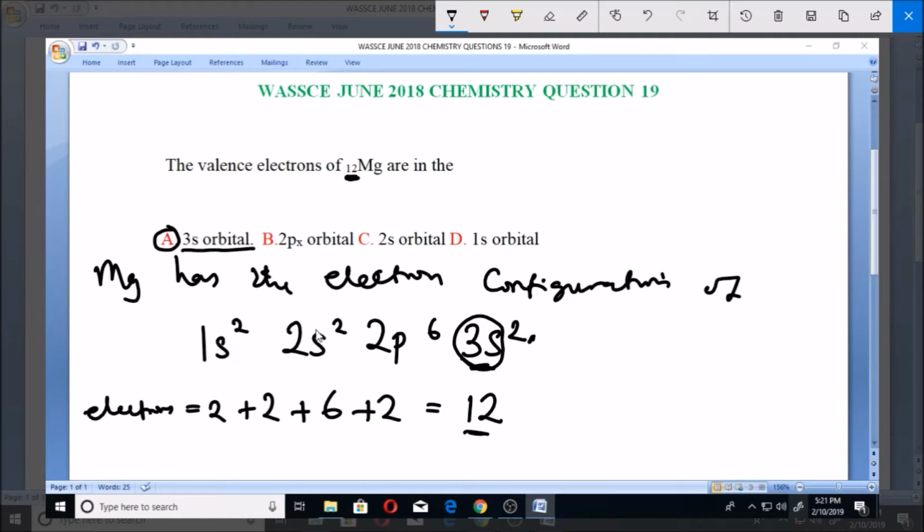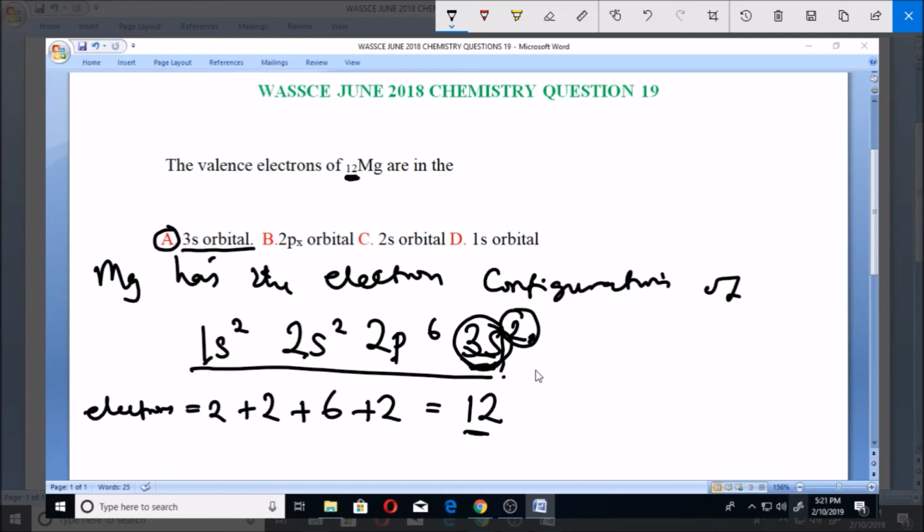So to solve problems like this, you need to write down the electronic configuration and know that we have 1s, after 1s we have 2s, after 2s 2p, after 2p 3s, and so on and so forth. So the valence electrons are these two. The valence electrons are the electrons on the outermost shell. So it is actually 2, but it is found in the orbital 3s. So that is the orbital.